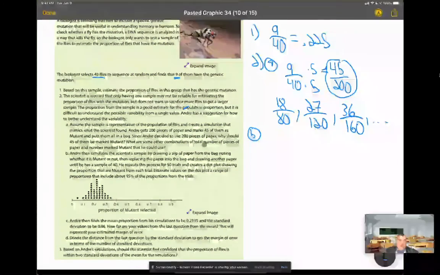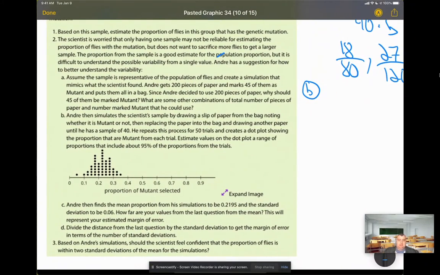Part B. Andre then simulates the scientist's sample by drawing a slip of paper from the bag, noting whether it is mutant or not. Then replacing the paper into the bag and drawing another paper until he has a sample of 40. He repeats this process for 50 trials and creates a dot plot showing the proportion that are mutant from each trial. Estimate values on the dot plot for a range of proportions that include about 95% of the proportions from the trials.